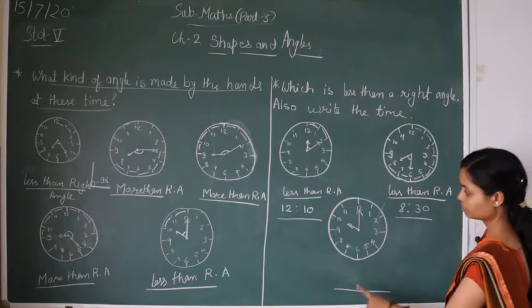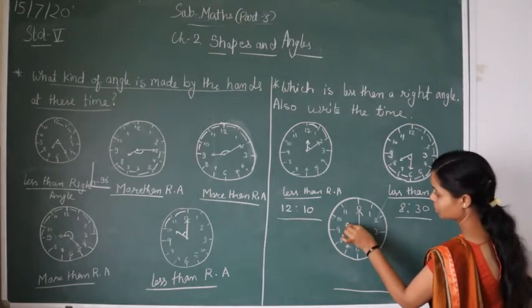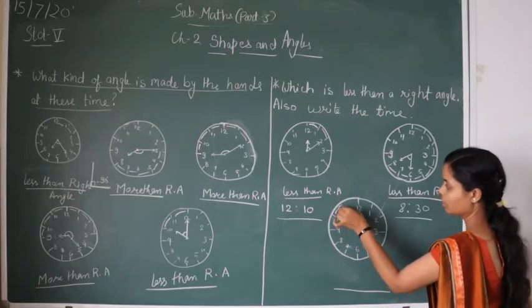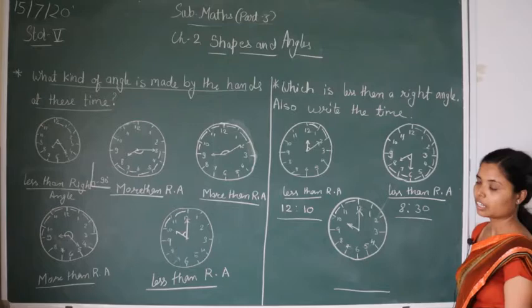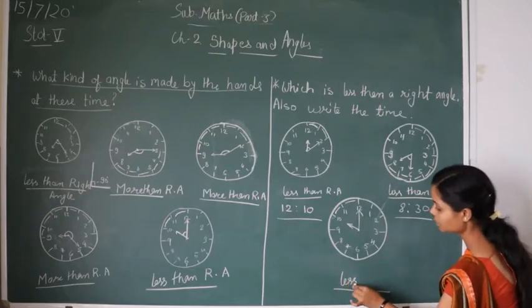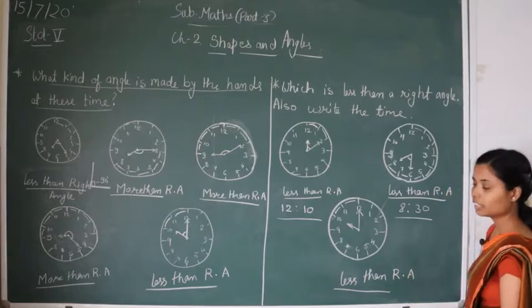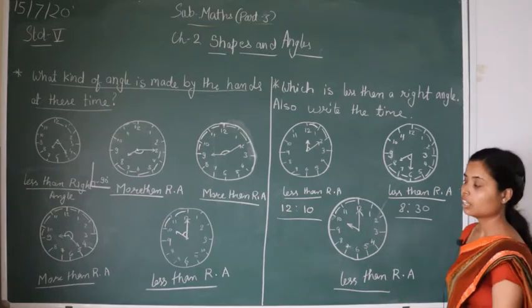Next and last. Look here. The short hand of the clock starts from here, 1 and 2. How many sectors are there? There are also 2 sectors. So here it is less than a right angle. This is also less than a right angle.